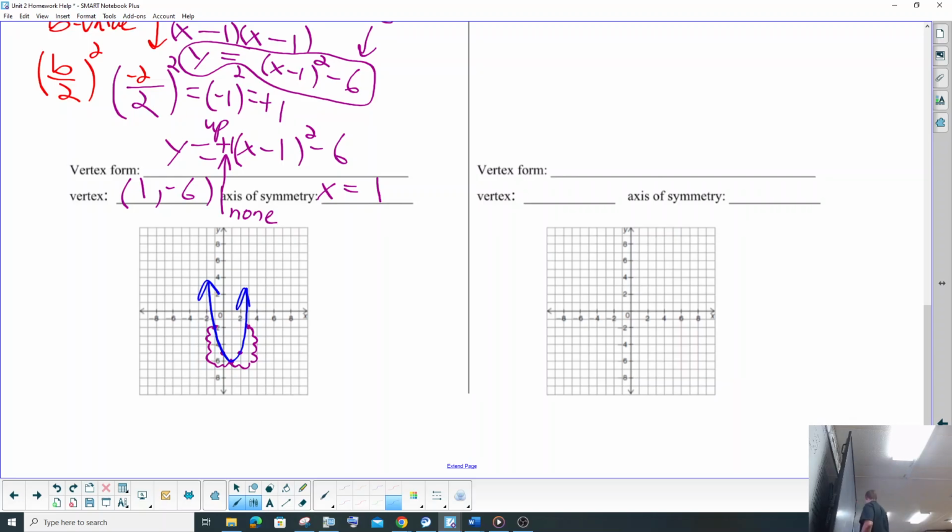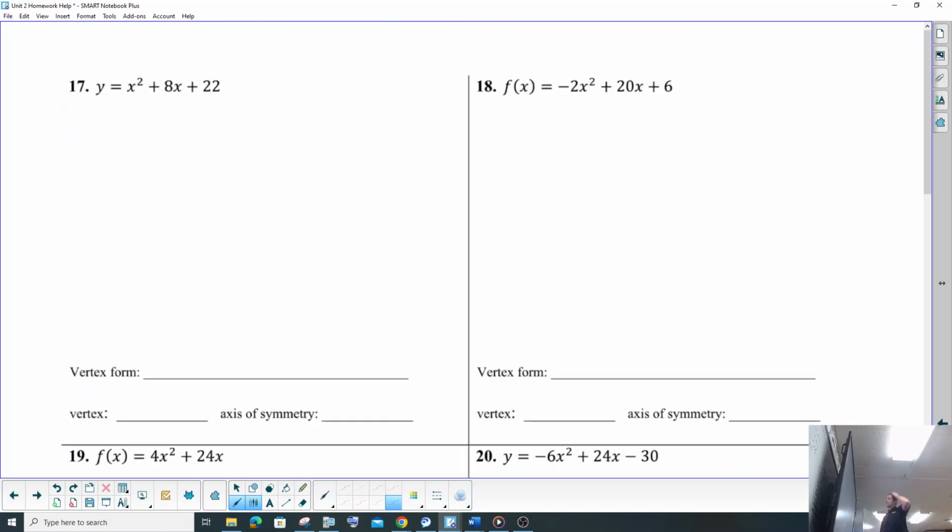Flip the page. Let's go. So let's try this one next. This is number 17, which we also want to put in vertex form. Remember, take the b, divide by 2, and square it. Right? Pause me. Try it on your own. You behind the screen, pause me.